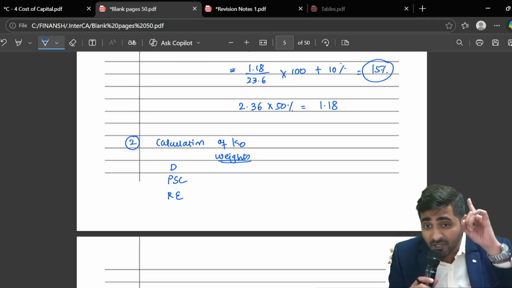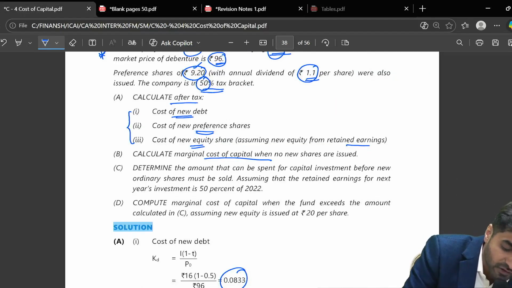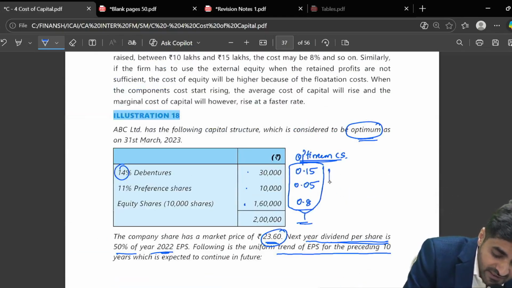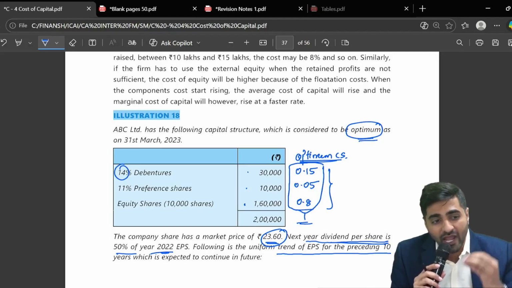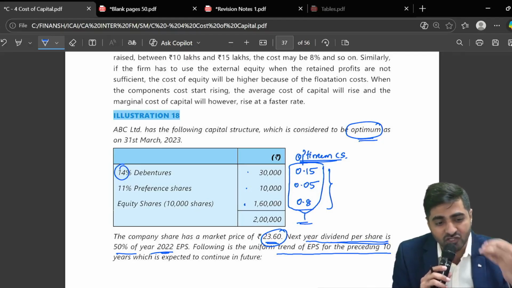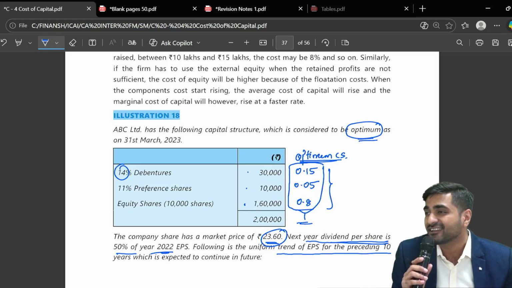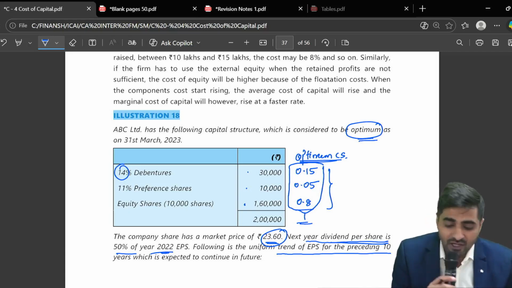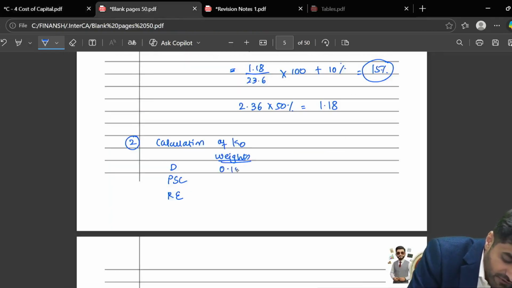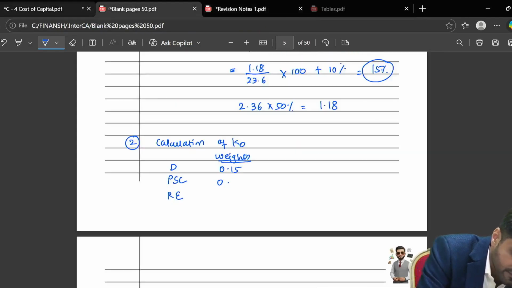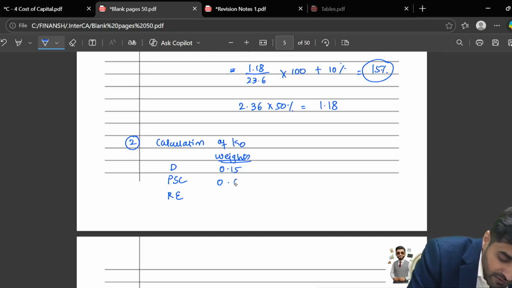Can I say it should be optimum? The one which I have just now calculated here in the question. This is my optimum weights. I told you, when the optimum word is given to you, any new single rupee which is supposed to be raised, how will we raise it? Can I say on the basis of optimum? So now do I have the optimum weights? Yes. What is that? 0.15, 0.05 and 0.8.